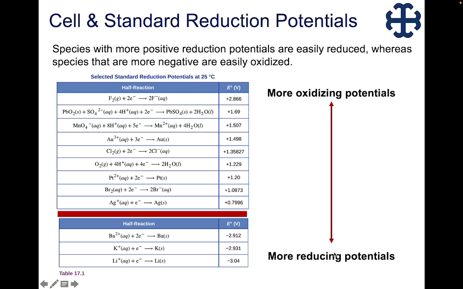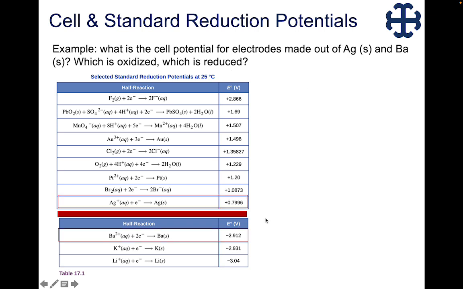Okay? And basically these things that have a very positive potential are going to be very easily reduced, whereas these things with very low potentials are going to be very difficult to reduce, and then vice versa. Fluorine is very difficult to oxidize, and lithium is very difficult to reduce, right? Or very easy to oxidize. So we can interchange that language, okay?